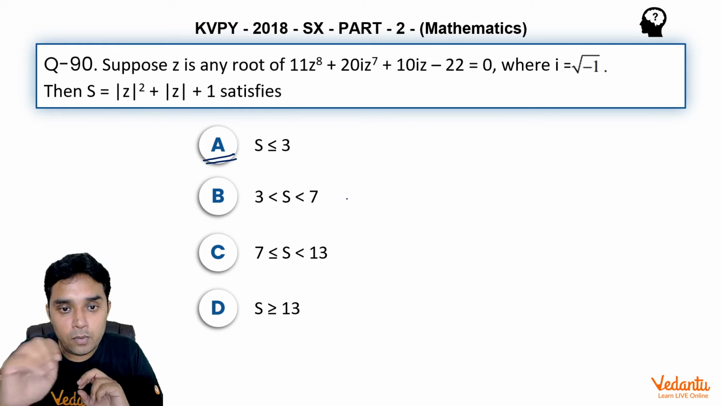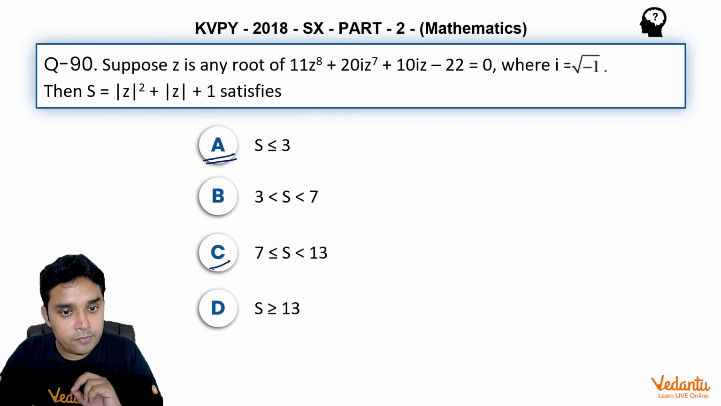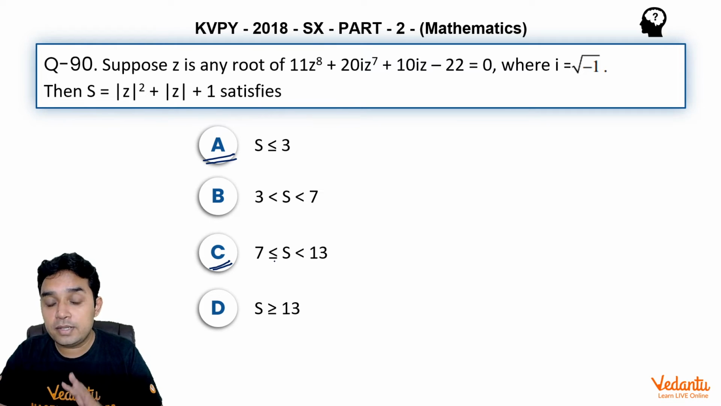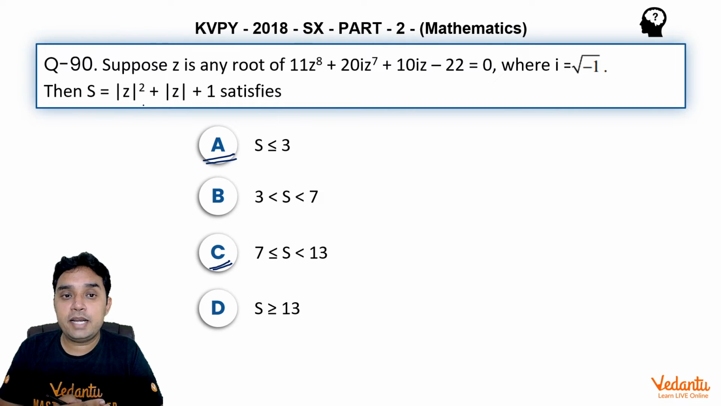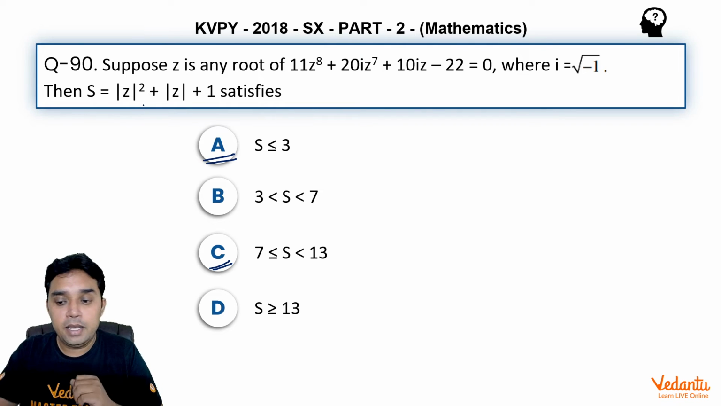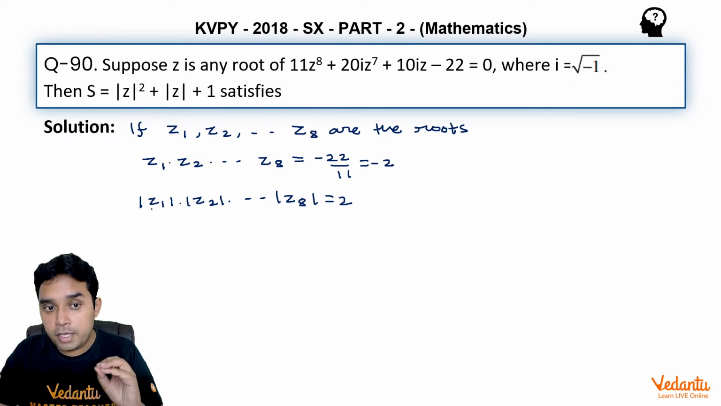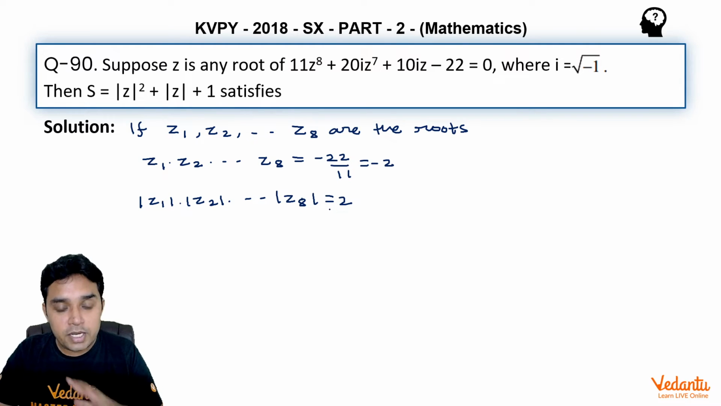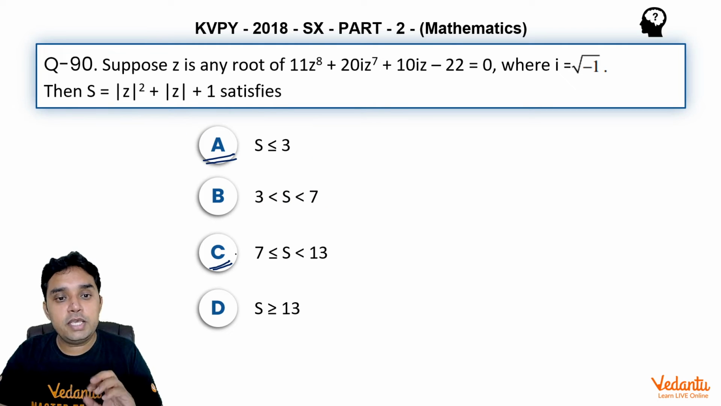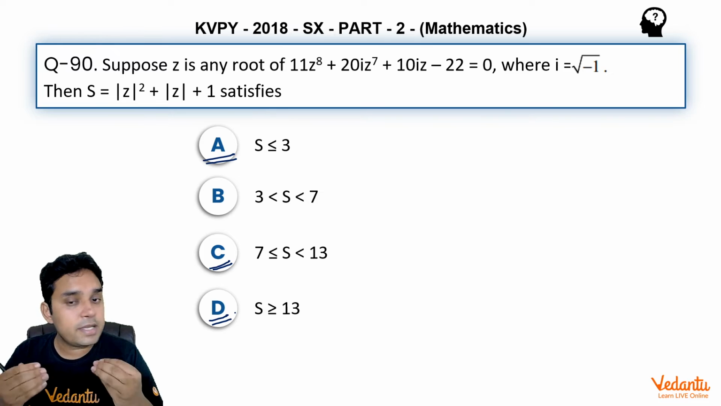Now if we go to option C, where S is greater than or equal to 7, that means |z| should be greater than or equal to 2 for all z1, z2, z3 and so on up to z8. But that also doesn't seem possible because the product of all mods is equal to 2. If all of them have mod greater than 2, this product will be greater than or equal to 2^8. So C also doesn't seem to be the answer. With the same logic, D also doesn't seem to be the answer. So the answer can only be B.